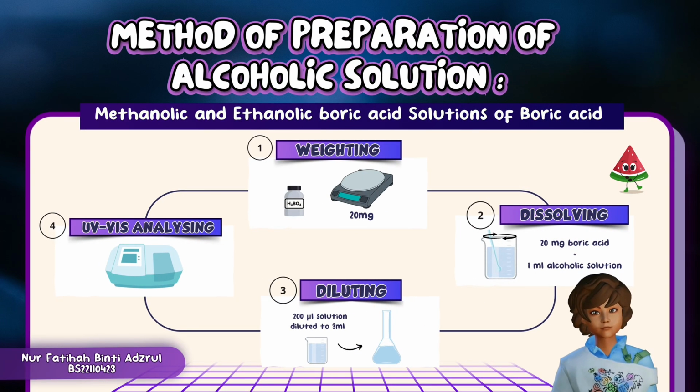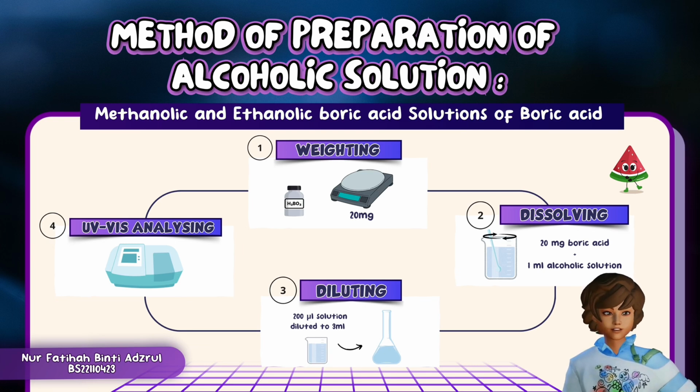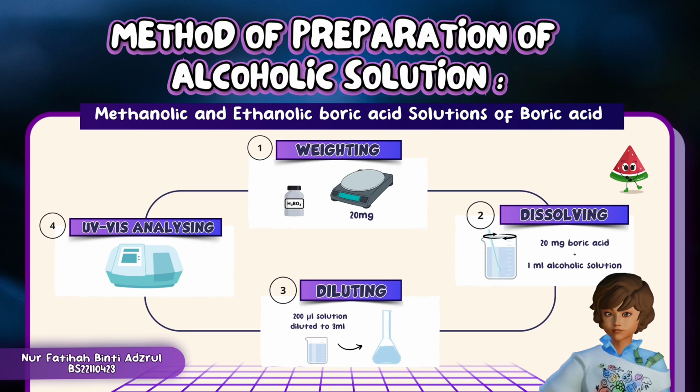For this, 20 mg of boric acid was accurately weighed and dissolved in 0.2 M HCl solution so as to get a solution up to 1 ml. This solution was further diluted by taking 200 microliters of the solution and diluting it up to 3 ml using 0.2 M HCl solution. The resulting solution was used for carrying out the UV-vis analysis of boric acid solution prepared using 0.2 M HCl solution.